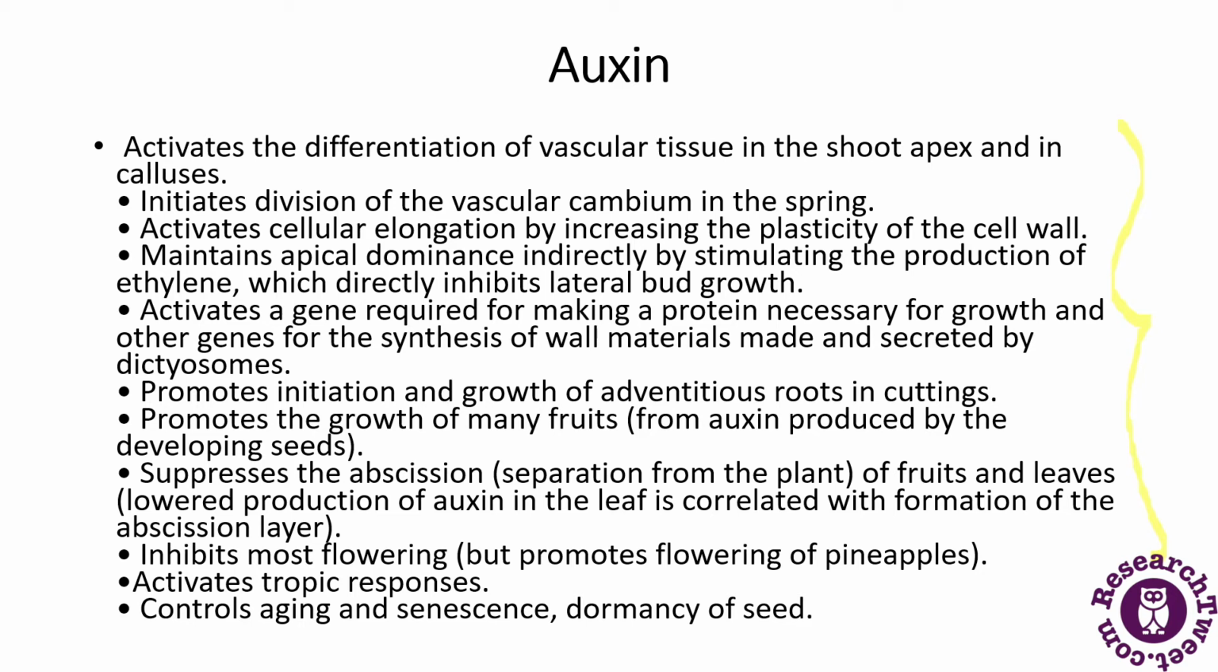Suppresses the abscission, separation from the plant. Abscission is basically the separation from the plant of fruits and leaves. Basically, lower production of auxin in the leaves is correlated with the formation of abscission layer. There is a secondary abscission layer formation in case of plants. We will be discussing all these things in a separate topic of auxins.